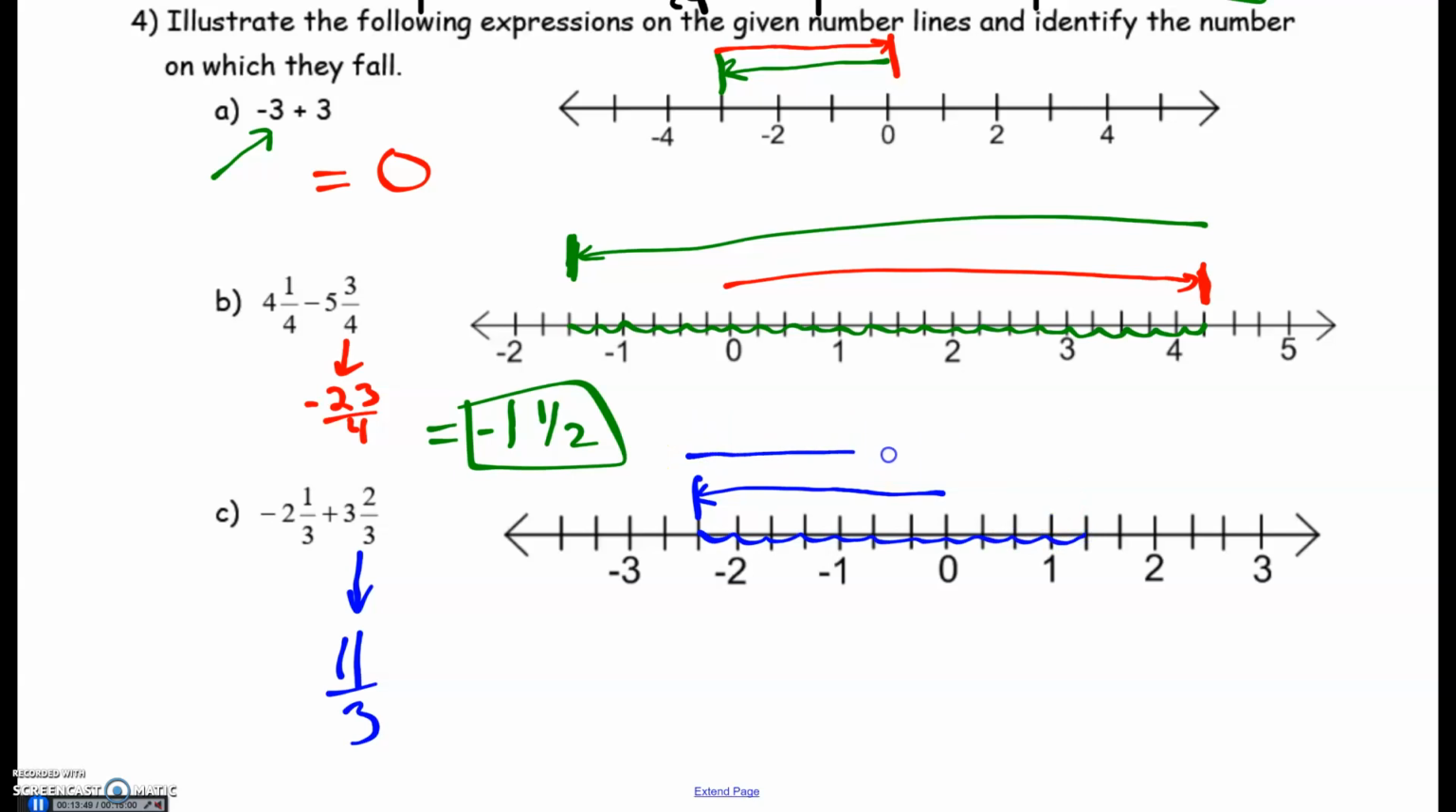And we end up ending at 1 1/3. So my final answer is equivalent to 1 1/3, also known as 4/3 if you received that. That is correct. And that's it for task 1.